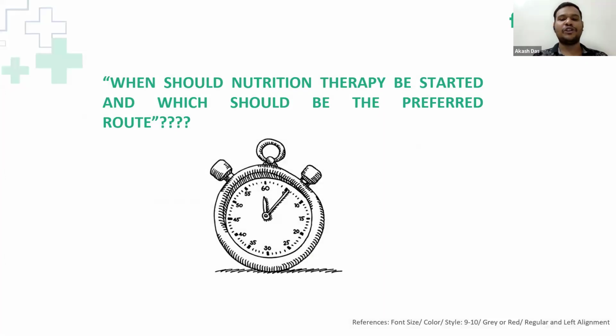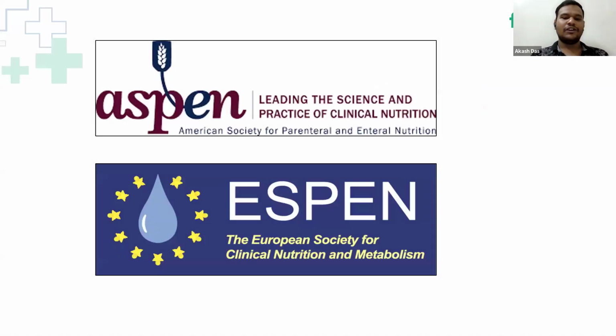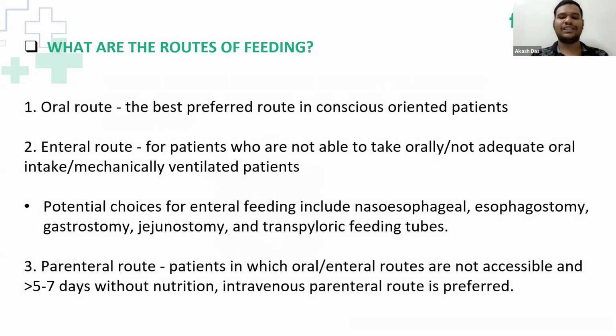So when should nutrition therapy be started and which route should be preferred? There are two worldwide societies which lead nutrition: the American Society for Parenteral and Enteral Nutrition, that is ASPEN, and the European Society for Clinical Nutrition and Metabolism, that is ESPEN. So what do these two societies recommend? What are the routes of feeding? First, if your patients are conscious and oriented, the oral route is the best preferred route for nutrition. Second is the enteral route.